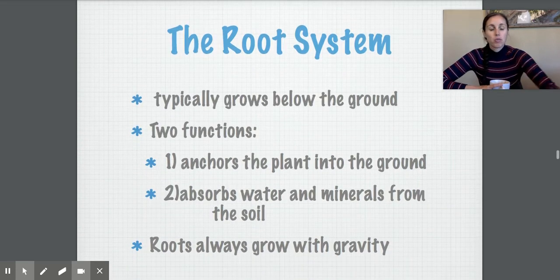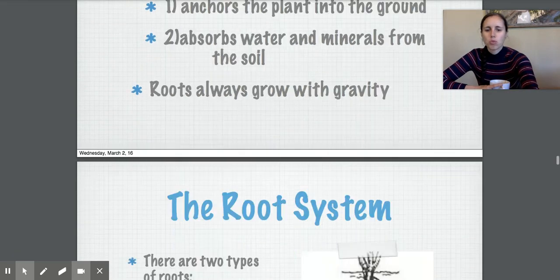Now let's talk about the root system. So the shoot system was the flower, the leaf, and the stem. Now we're going to talk about the root system, which has two functions. First function is it anchors a plant into the ground. Second function is it helps to absorb water and minerals from the soil. Roots always grow with gravity, whereas the stem grows away from gravity.